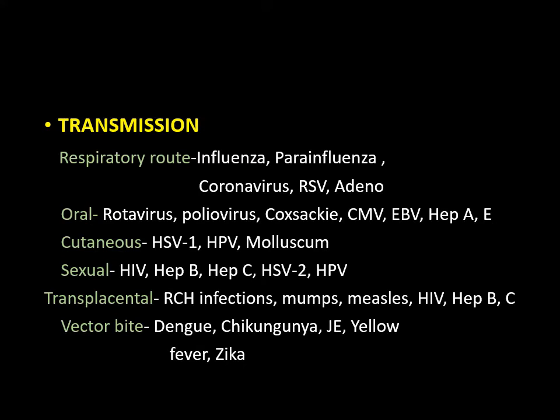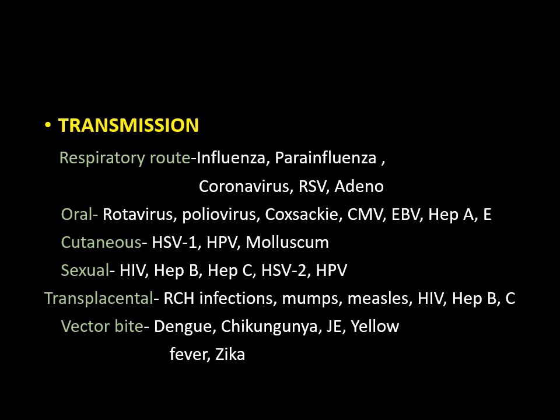Different transmission routes are available. Certain viruses use the respiratory route, like influenza virus, parainfluenza, and coronavirus. Then through the oral route, like rotavirus, poliovirus, cytomegalovirus, Epstein-Barr virus, and hepatitis A and E. By the cutaneous route, there are HSV1, that is the herpes simplex virus, human papilloma virus, and molluscum contagiosum. The sexual route is for HIV, hepatitis B and C, and herpes simplex virus 2.